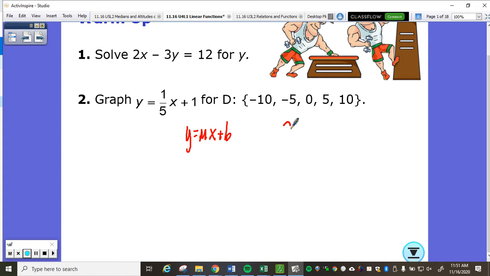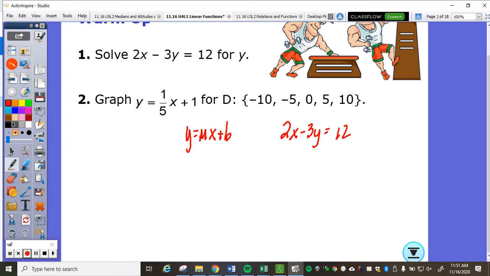So if I have 2x minus 3y equals 12, and I want to solve this for y, the best thing to do is to go ahead and start thinking about putting these things in slope intercept. So the first thing I'm going to do is move this 2x over. So then we have negative 3y equals, and I'm going to put this in front of this, negative 2x plus 12.